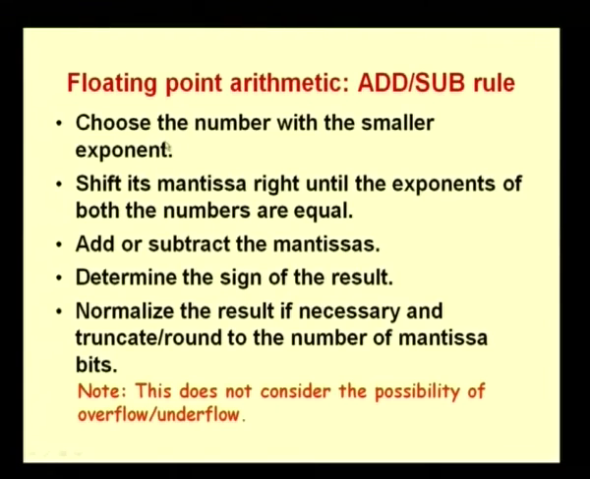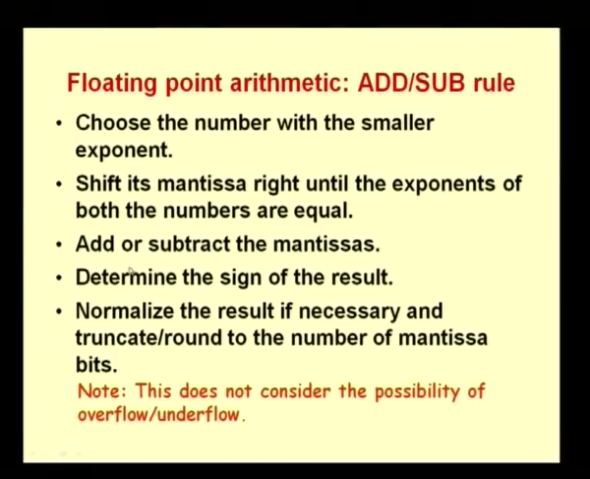So, for addition and subtraction, these are the steps that we normally follow. You will choose the number with the smaller exponent and shift its mantissa to the right until the exponents of both the numbers are equal. We do this because we know we have to equalize the exponents for addition and subtraction. Okay. So, then depending on whether it is an add or a subtract, you will add or subtract the mantissas, you determine the sign of the result, and this is an important step. Now, you will normalize the result if necessary, and truncate or round it to the number of mantissa bits. A truncation or round is done because you have only a limited number of mantissa bits available. So, this is what you do for addition or subtraction.